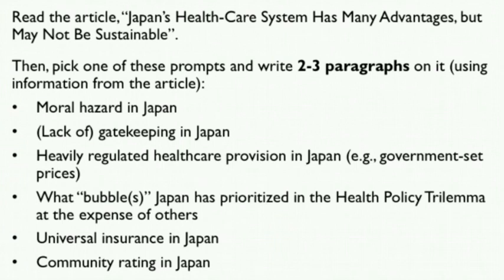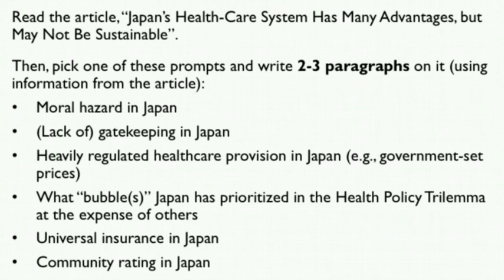Today's exercise is going to involve another reading assignment. So I pulled an article today from the Washington Post. This article, again, is a little bit outdated, but it covers a lot of the information that we talked about in class, so it's still relevant. The name of the article is Japan's Healthcare System Has Many Advantages, but May Not Be Sustainable.